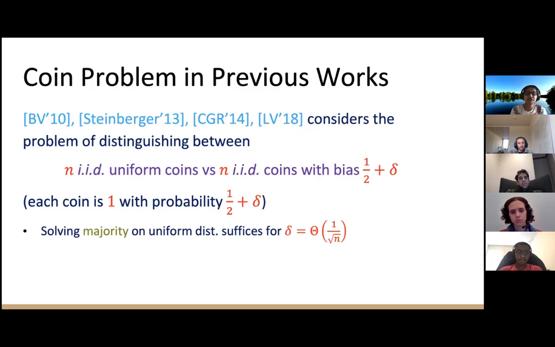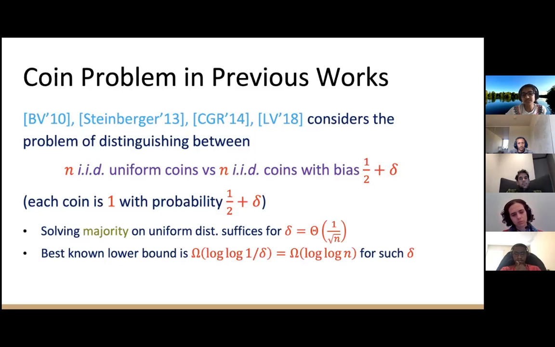Now, solving for majority on uniform distribution suffices to solve this problem of distinguishing for a certain delta, which is theta of 1 by square root n. And for such deltas, we know a lower bound of omega log n. So the best known lower bound for computing majority on uniform distribution is omega log n in the streaming model.